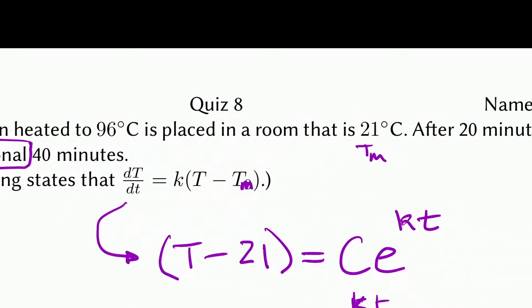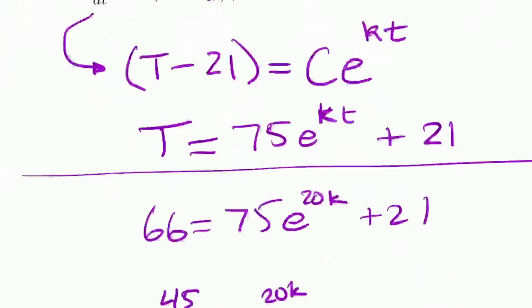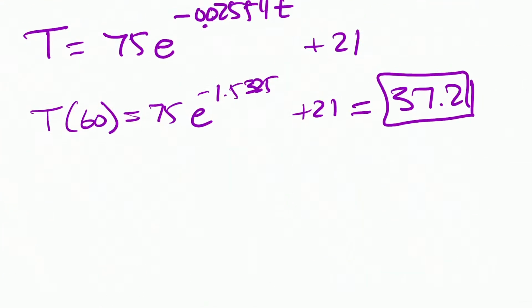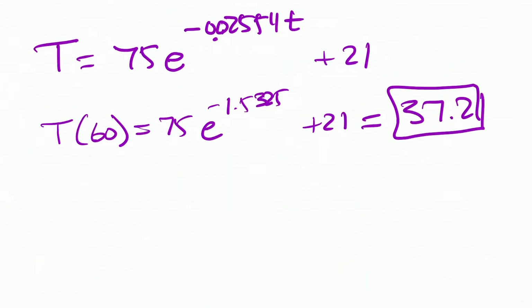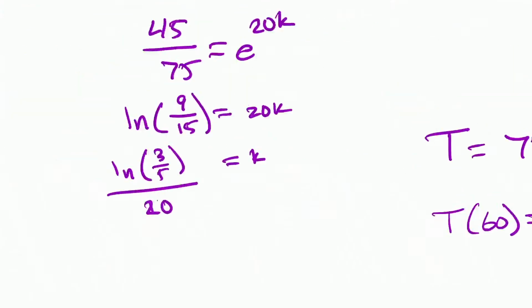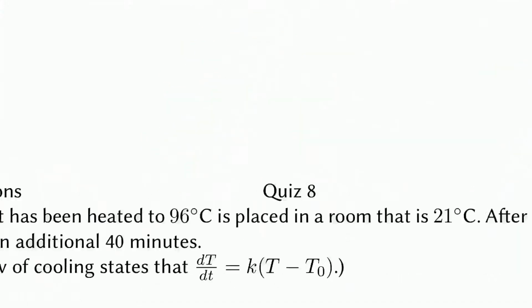So if you got 48, you're almost correct, and I think that you deserve almost 100%. But the correct answer was 37.2. This is after plugging in 60. If you plug in 40, you do get 48, which is almost correct. Okay, so anyway, there it is. But let's move on.